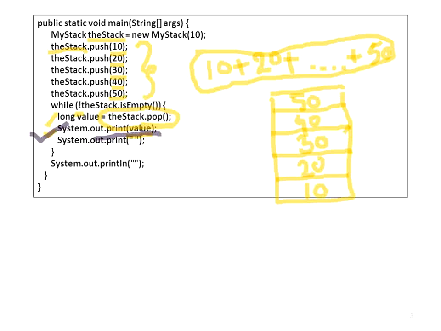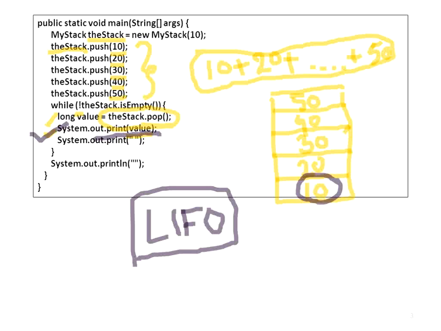First of all, which value will be popped? 10. How 10? 10 is the first element. This is stack data structure. Stack is last in, first out. Okay? Stack is last in, first out data structure.